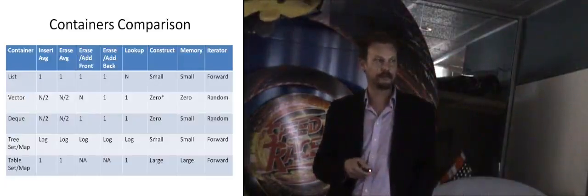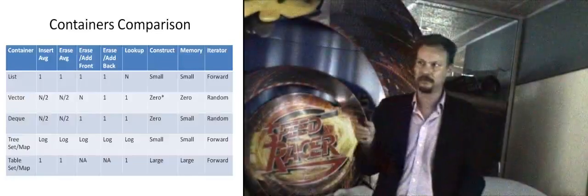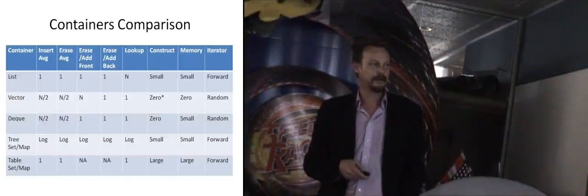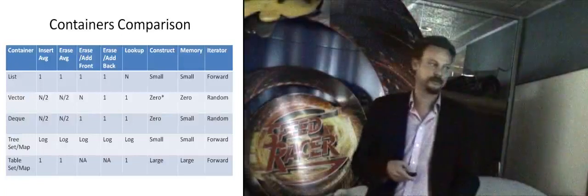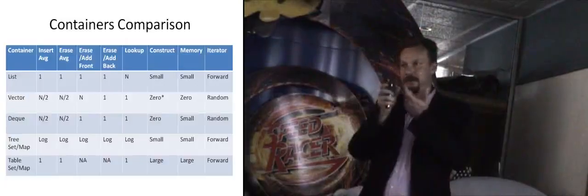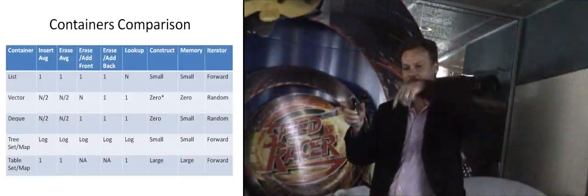The memory overhead for a list is small, and the iterator type is forward/reverse. It's not a random access iterator. For vectors, on average, I've used n/2 here because if you add into the middle of a vector, you need to copy half of the vector forward and then copy into it.